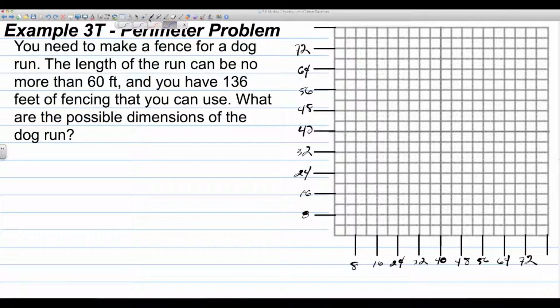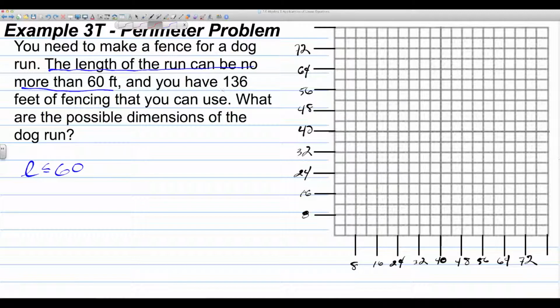The first part of the second sentence, the length of the run can be no more than 60 feet. We're going to write that down with the symbol L for the length. Let's make that a little bit better. The length has to be less than or equal to 60 feet. It can be no longer than 60 feet, so the length has to be less than or equal to 60 feet.